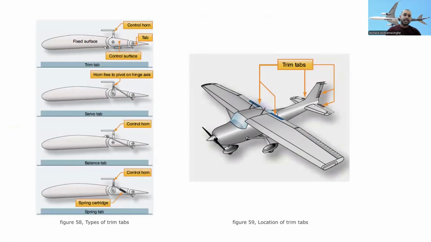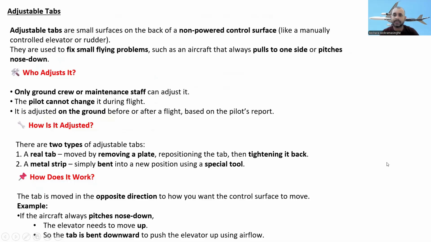Okay, these are the types of trim tabs. You can see the control column horn. Here is the tab, and this is the trim tab and the servo tab. Here the horn is free to pivot on the hinge axis. Here is the servo tab, and the balance tab, and the spring tab. There is a spring, like a spring cartridge. The trim tabs are over here, you can see.